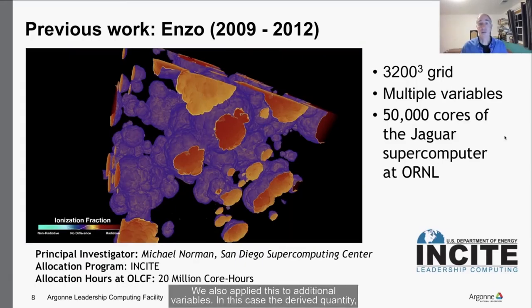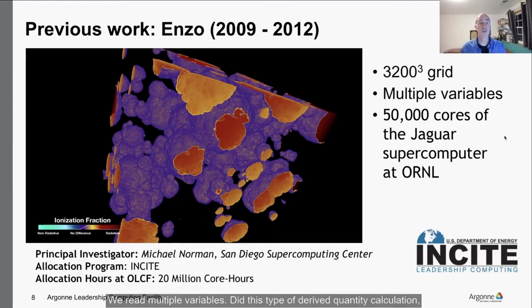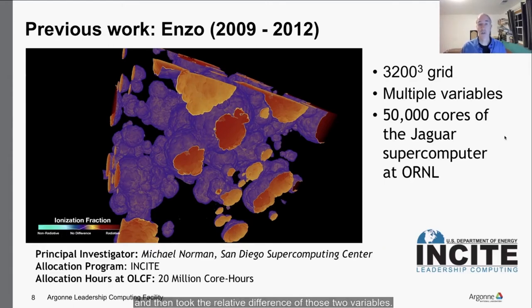We also applied this to additional variables, in this case a derived quantity, which we calculated on the fly as we read the two data sets from disk. We read the multiple variables, did this type of derived quantity calculation, and then took the relative difference of those two variables.